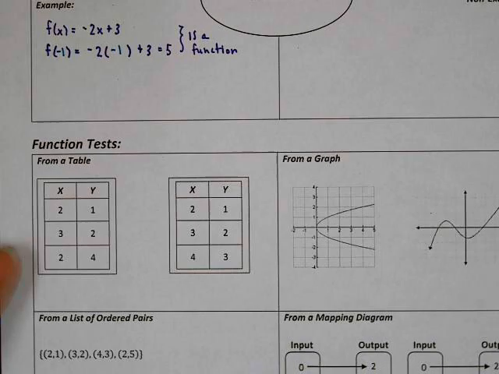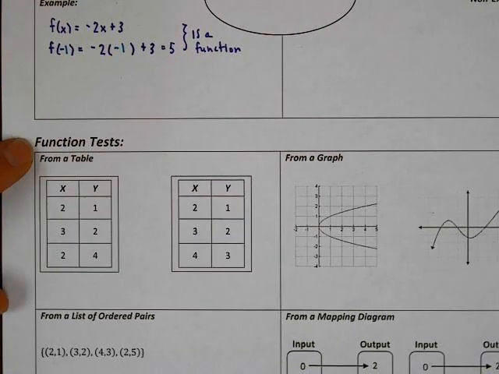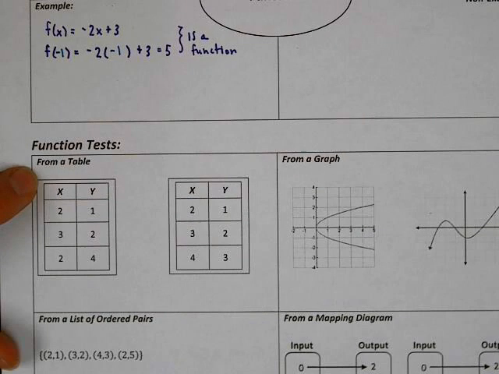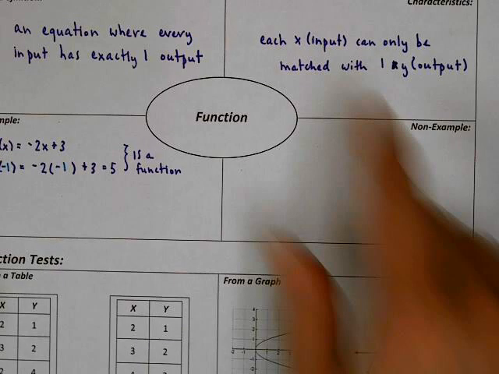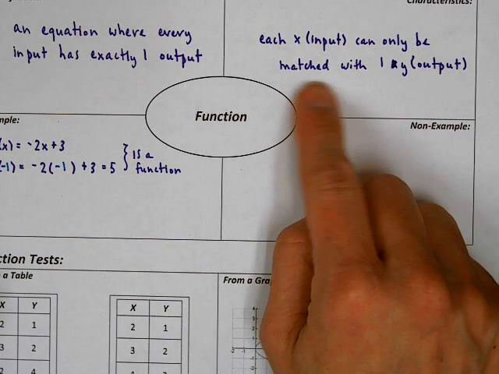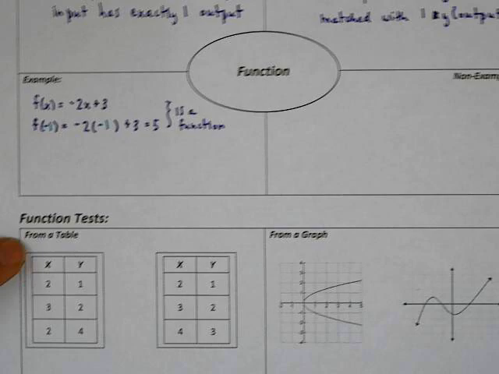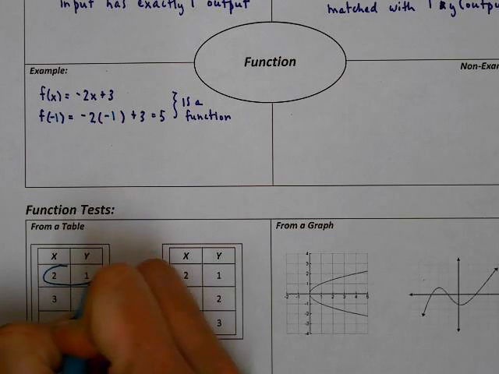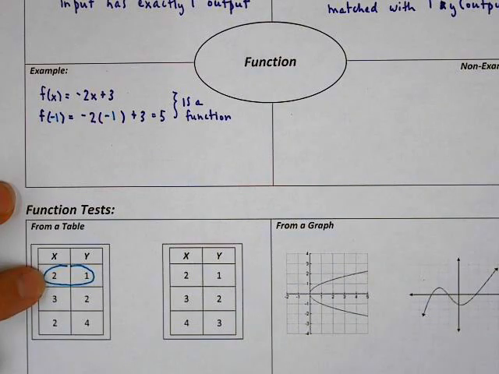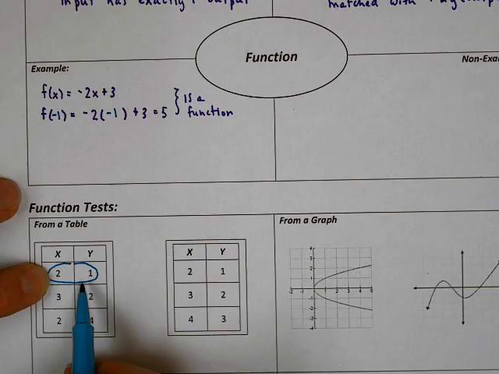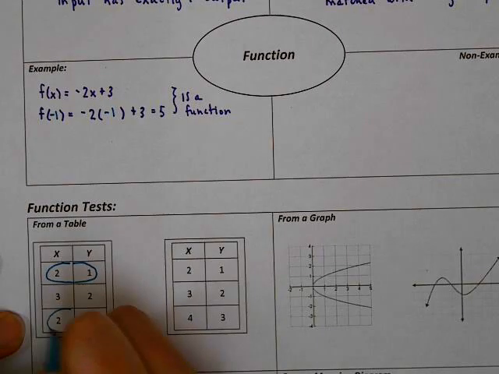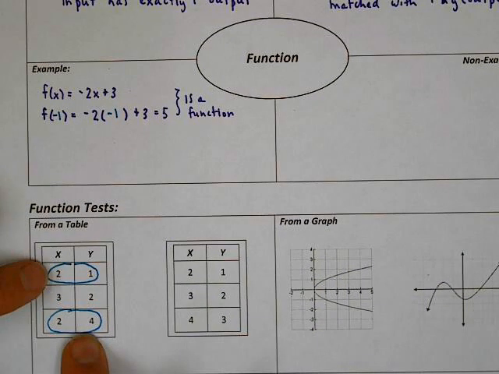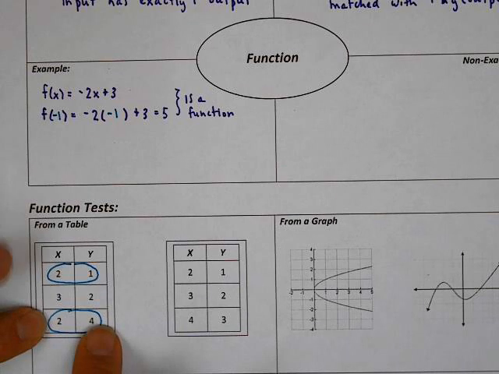All right, so the first thing we're going to look at here, again, we're testing whether or not it's a function, and we're going to look at if it's a table. Now, we said that each x, each input, can only be matched with one y if we're a function. When I look at this first table, I notice that here I have my x value 2 paired with 1. And here I have that same x value 2, which is paired with 4. So really here my input is matched with two outputs.